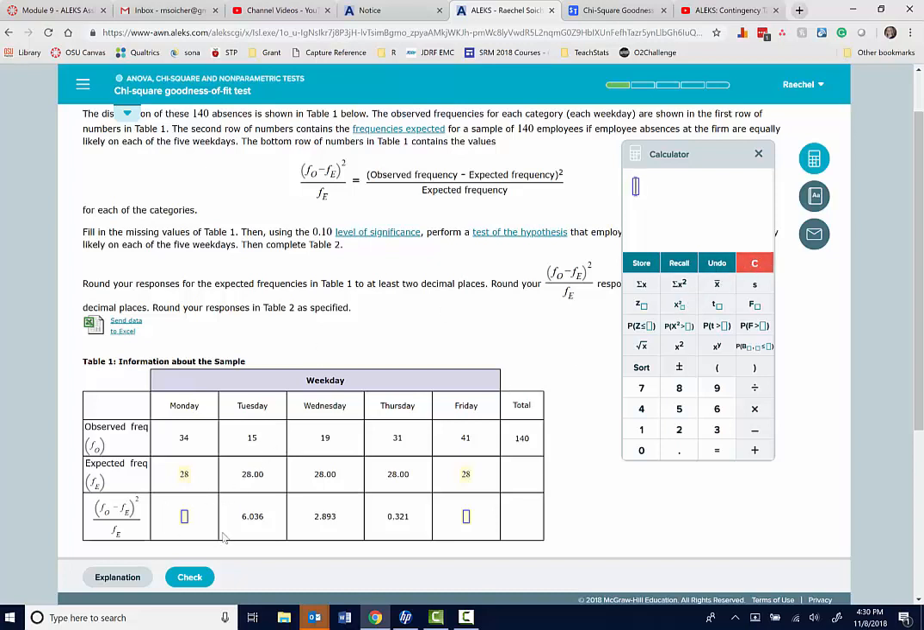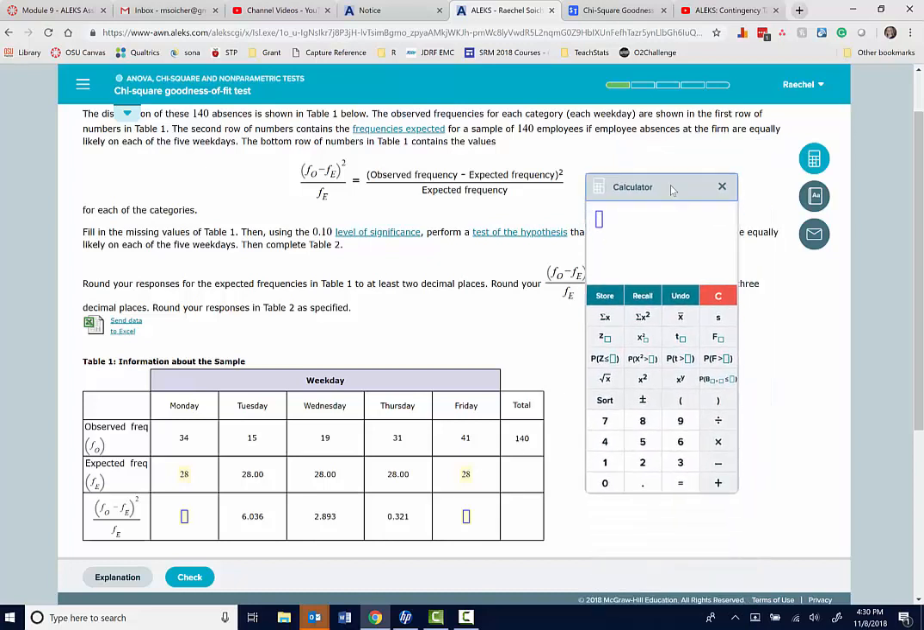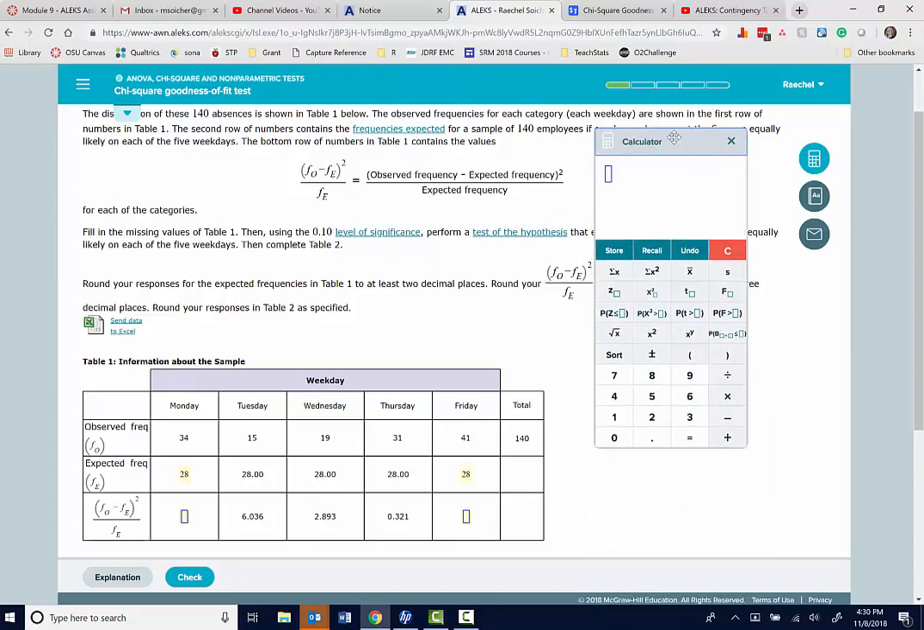Our next task is to fill in the values in this final row of the table, and the problem says to round those to at least 3 decimal places. And the formula is actually given right there for you. So in this case, for this first one that we're going to fill in, it's 34, the observed frequency, minus 28, the expected frequency. Square that value and divide it by the expected frequency. That gives 1.286.